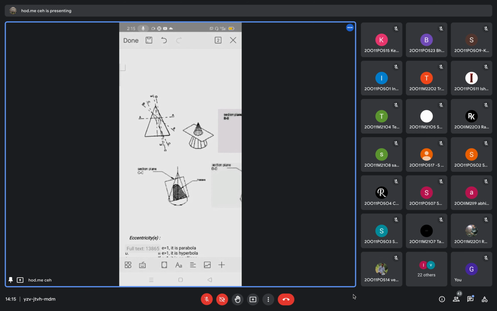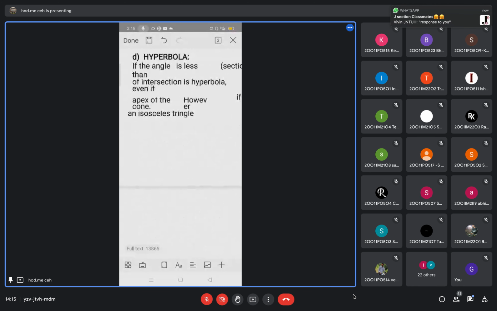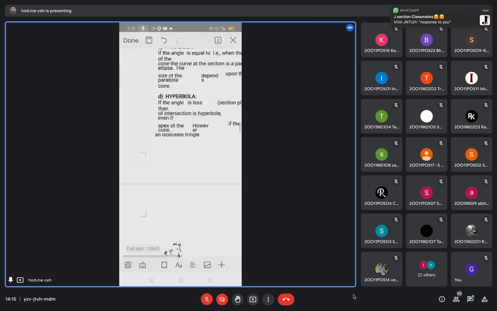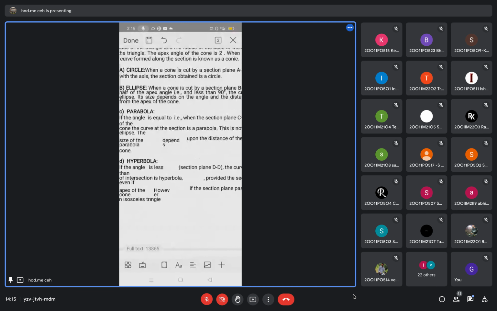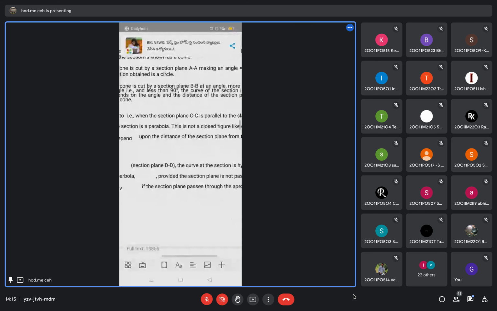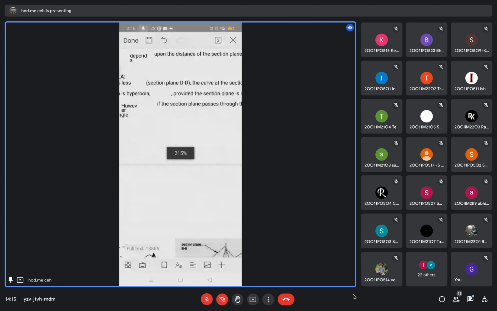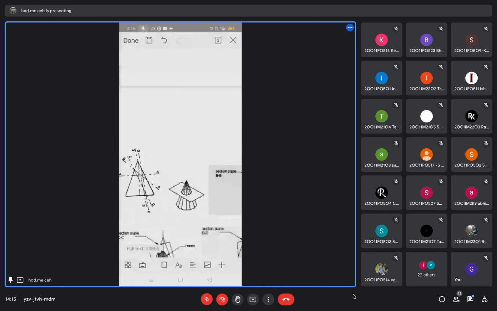The cone can be divided into four parts. An example problem can be there. See the diagram. The first is the section making an angle of 90 degrees, perpendicular. AA is perpendicular. The perpendicular is cutting the cone in the diagram.